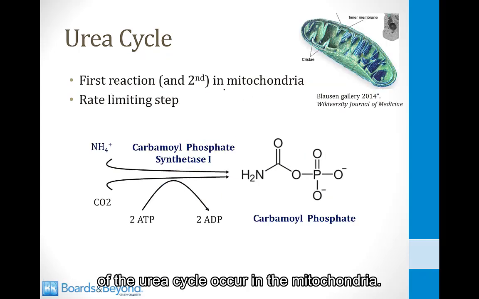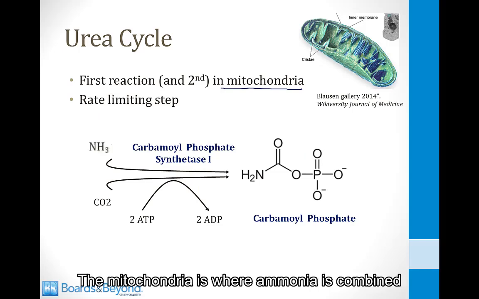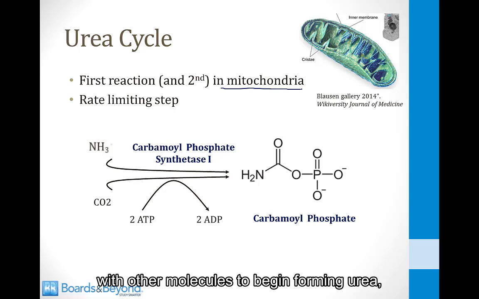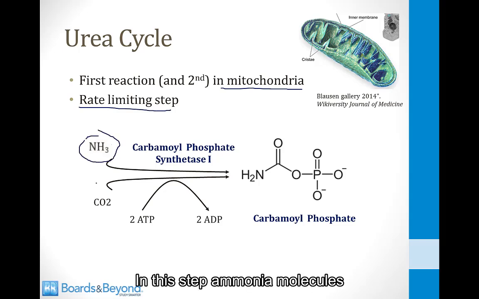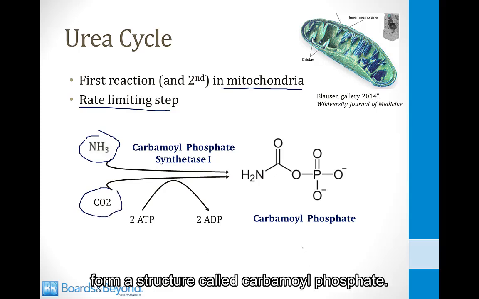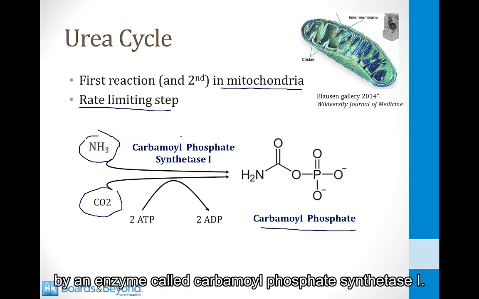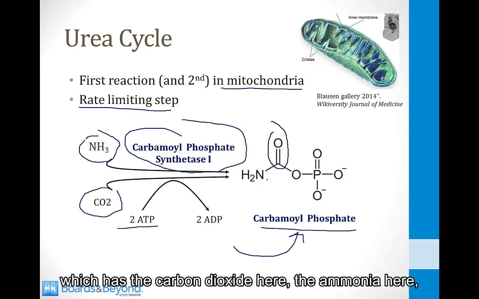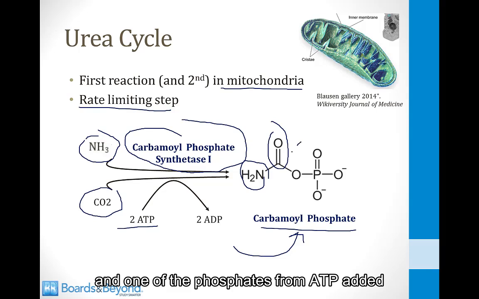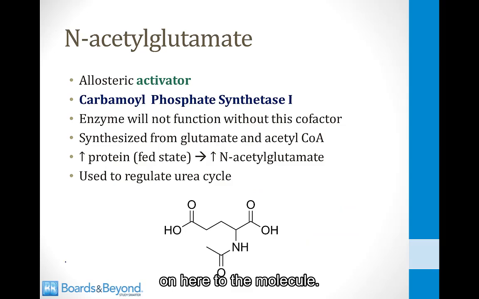The first and second reactions of the urea cycle occur in the mitochondria. The mitochondria is where ammonia is combined with other molecules to begin forming urea. And the first step of the urea cycle is the rate-limiting step. In this step, ammonia molecules and carbon dioxide molecules are combined to form a structure called carbamoyl phosphate. This step is catalyzed by an enzyme called carbamoyl phosphate synthetase 1. It involves two molecules of ATP, and the result is a molecule of carbamoyl phosphate, which has the carbon dioxide here, the ammonia here, and one of the phosphates from ATP added on here to the molecule.